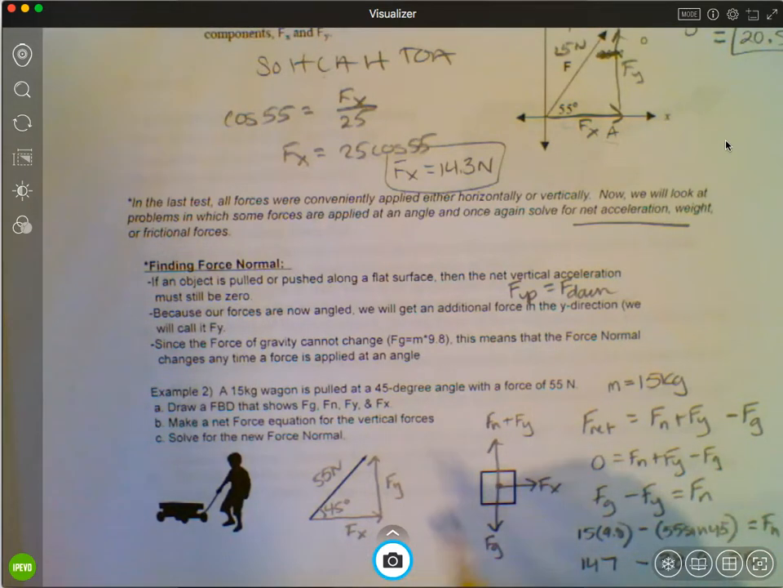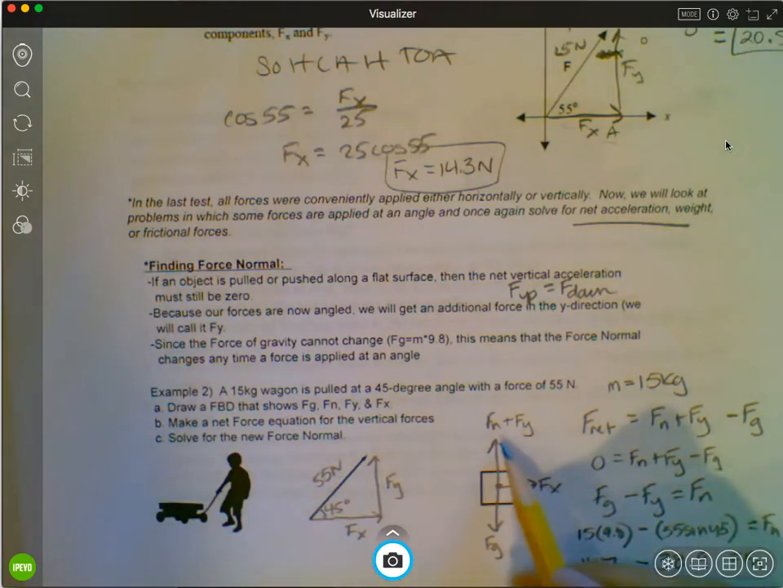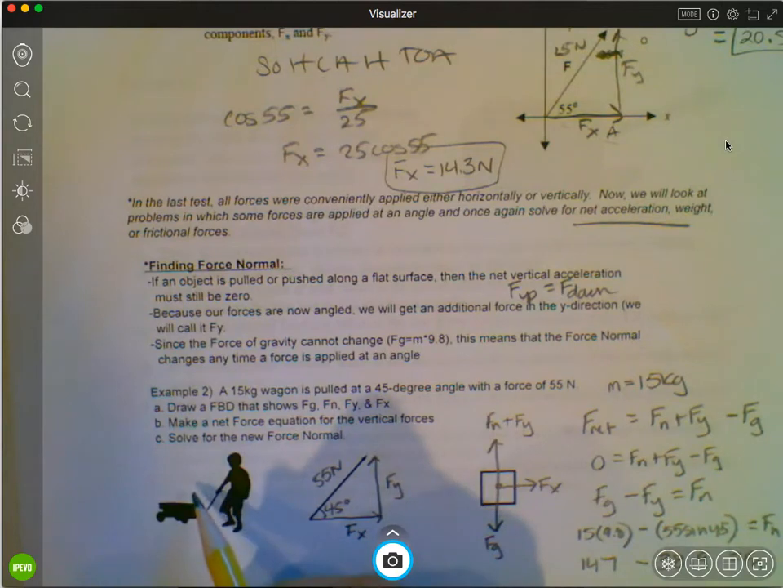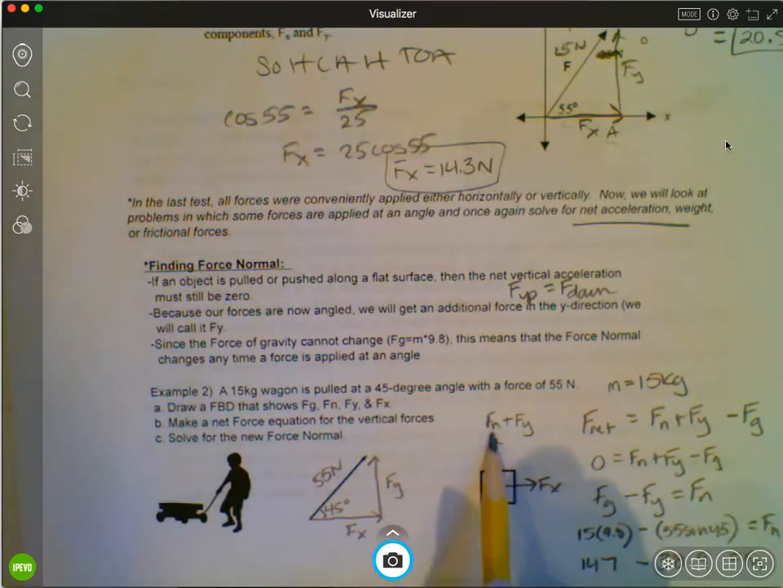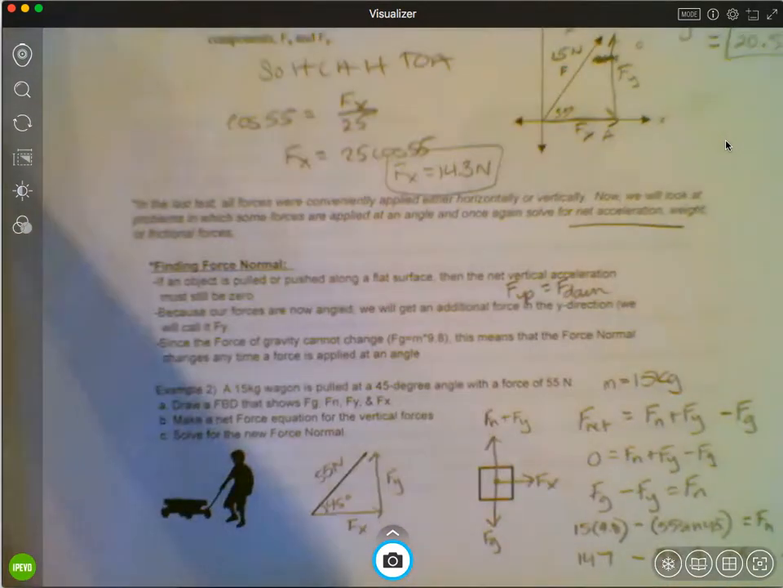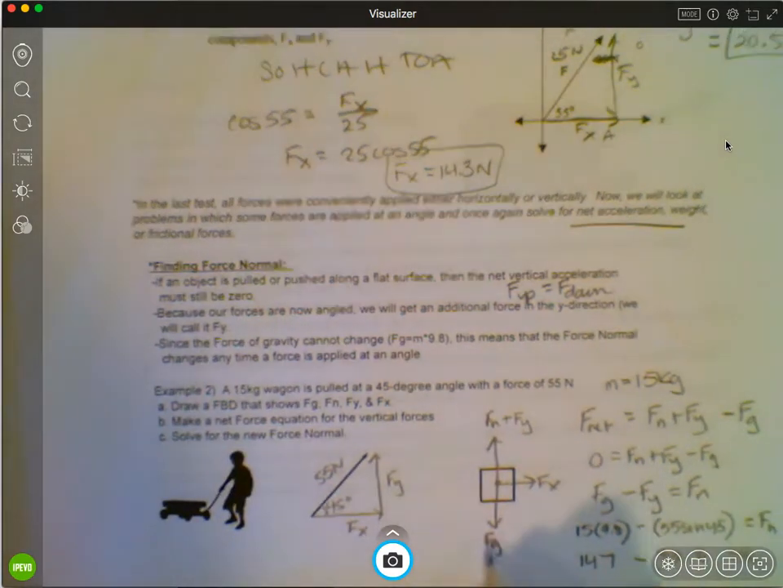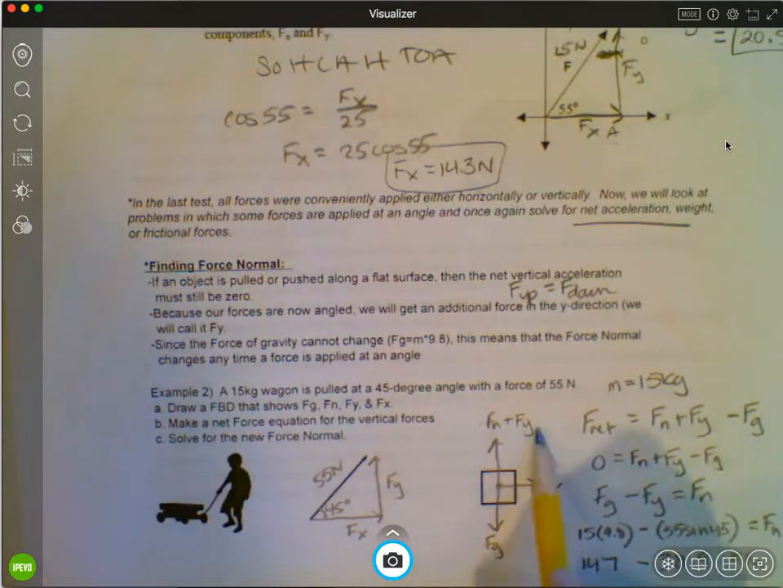So essentially what's happening is that this person, when they're pulling it, they're sort of lifting up a little bit, but it's not coming up, but they're pulling up a little bit. And so they're essentially taking some of the weight off the ground and therefore making it so that the ground doesn't have to push up as much. And so the normal force is actually going to be less than it normally would because the Fy is helping pull up against the gravity. So these two are essentially working together to fight gravity, right?